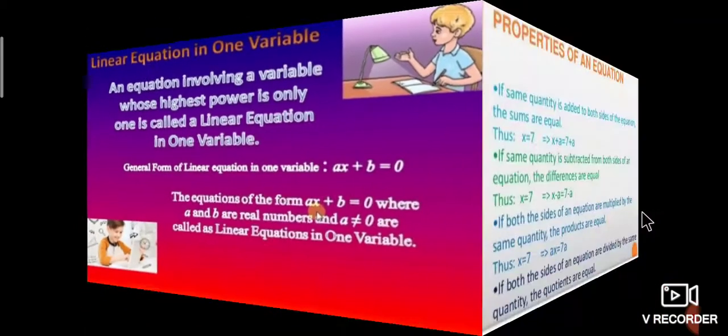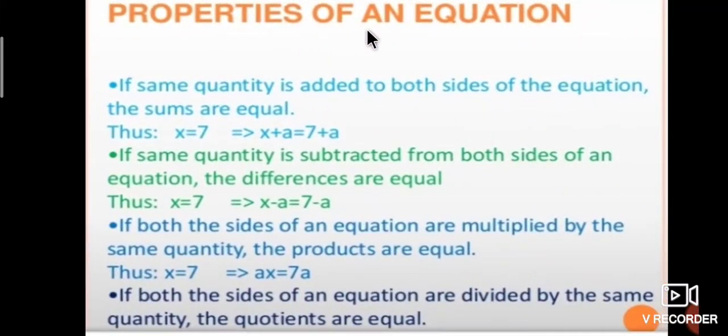Next, we shall discuss the properties of an equation. What are the properties? The first property is the addition property. You remember this one? If the same quantity is added to both sides of an equation, the sums are equal. For example, x is equal to 7 is the equation; adding the same quantity a on both sides, x plus a is equal to 7 plus a.